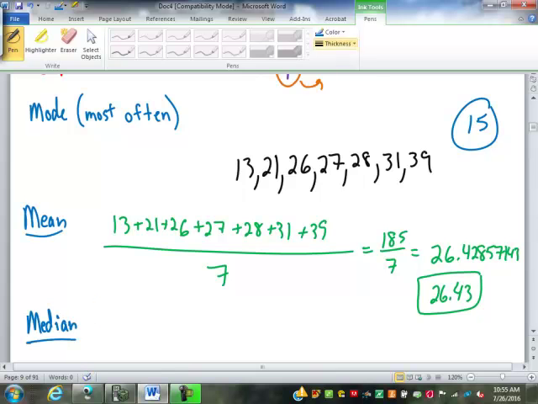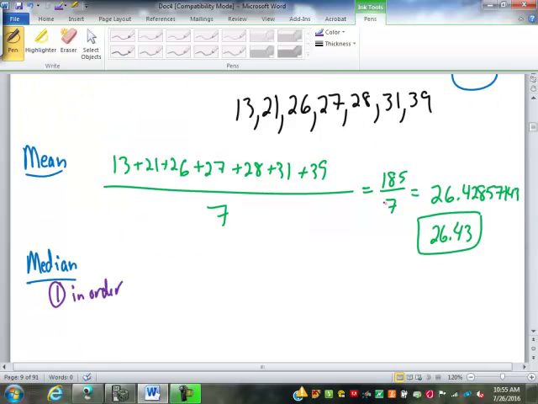For our median, are they put in order? Yes, they are. They're already put in order. Step 2 is going to be to find the position. How do we find the position again? 0.5 times n, so that would be 7 in this case.